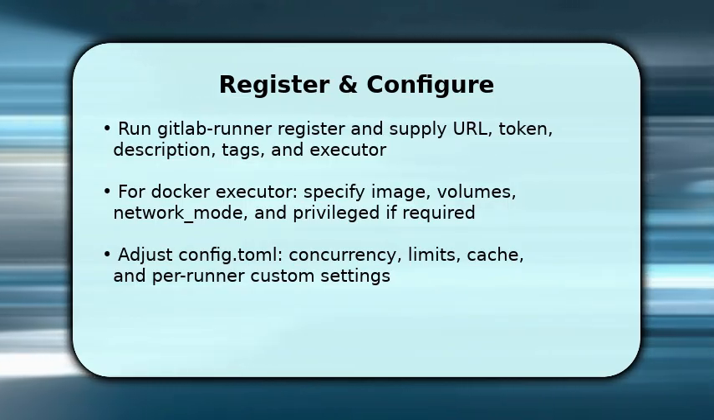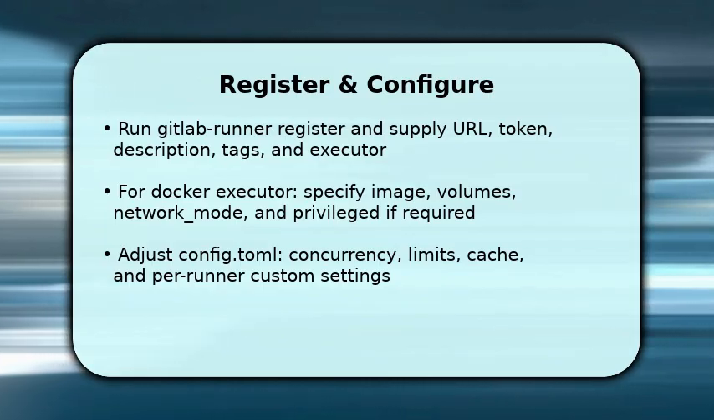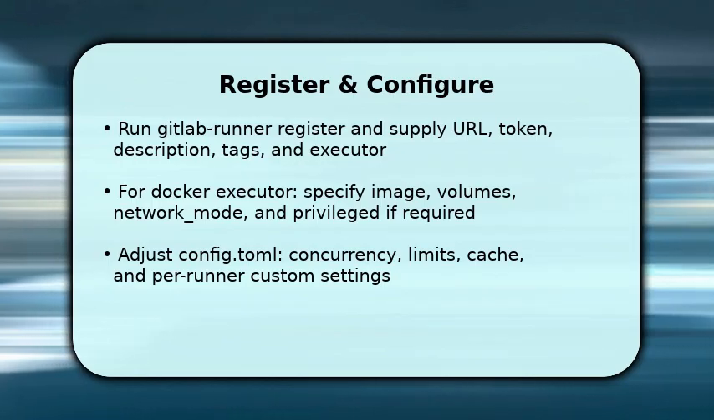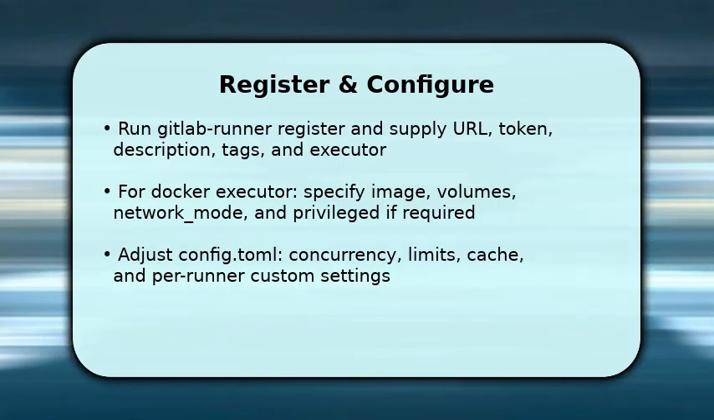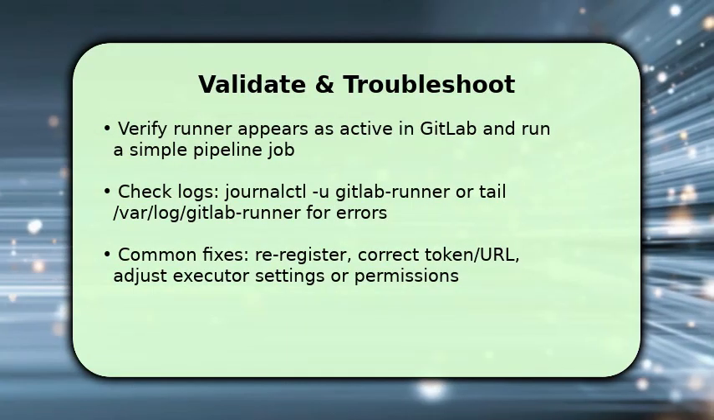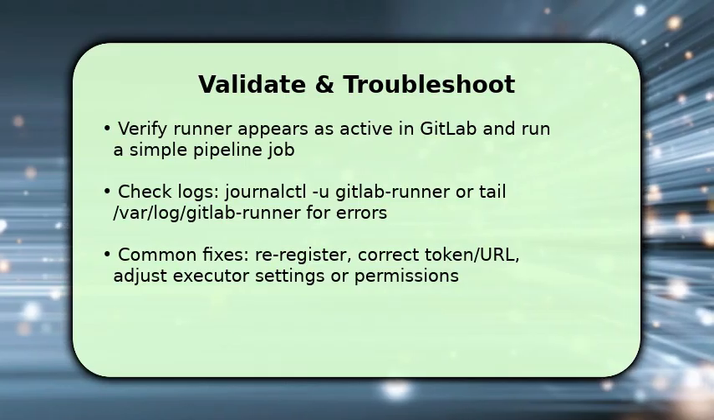After registration, open config.toml to tune concurrency, cache settings, and runner-specific options so your CI jobs run efficiently and predictably. You finish by validating the runner shows as active in GitLab and triggering a basic pipeline to confirm connectivity.